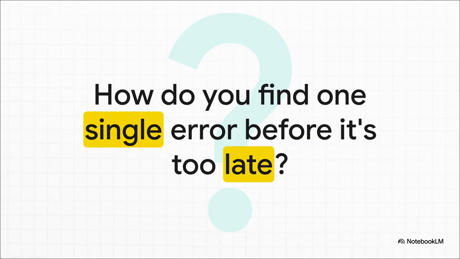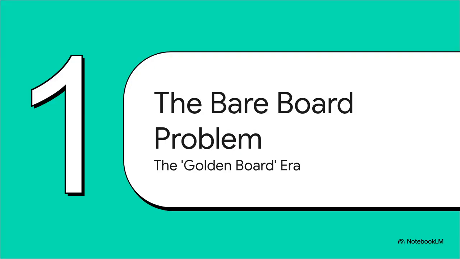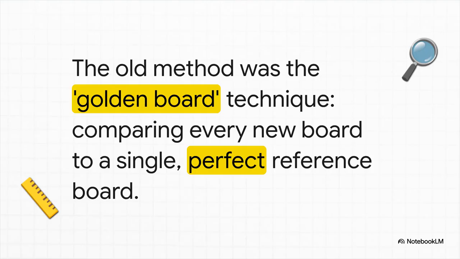It's a huge problem. Well, before we had a universal standard, trying to solve this was, let's just say, a massive headache. The whole industry was stuck using a method that was slow, super clunky, and just couldn't keep up with modern electronics. This was the golden board era. They had this thing called the golden boards technique, and it's pretty much what it sounds like. They take one single board that they knew was perfect, the golden one, and use it as the master template. Then every single new board coming off the assembly line had to be compared against it. I mean, can you imagine? So tedious and just begging for errors to slip through.